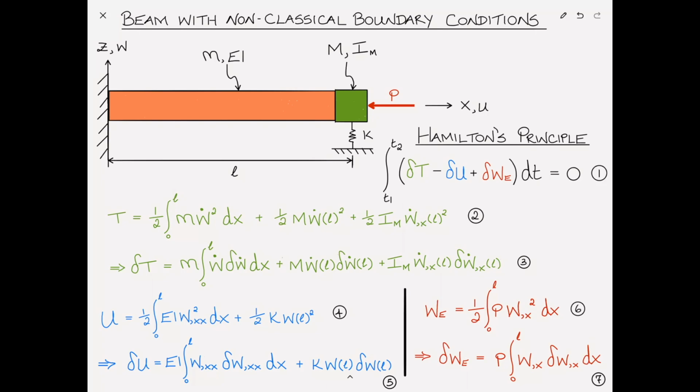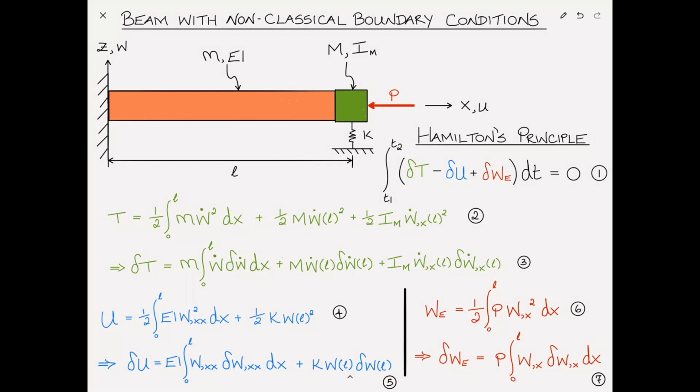Since this is really lengthy, we'll deal with each one of the individual components separately. So, integrating from T1 to T2, the variation of the external work, dt, is equal to the integral from T1 to T2 of, and then I'm just going to substitute equation 7 in there. So P times the integral from 0 to L of w,x del w,x dx. And we need a dt.